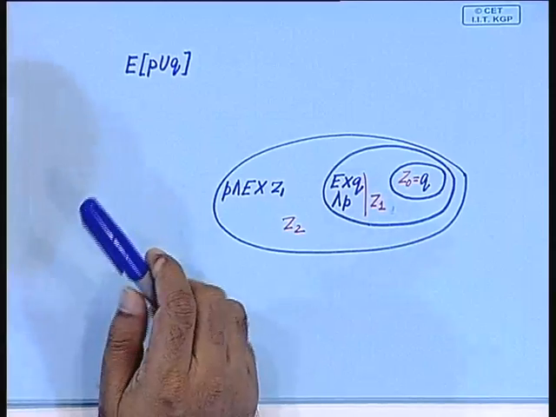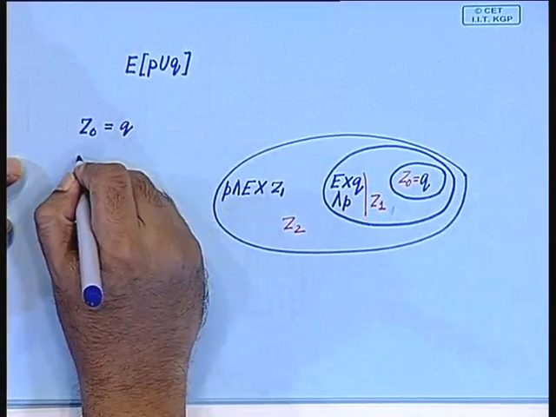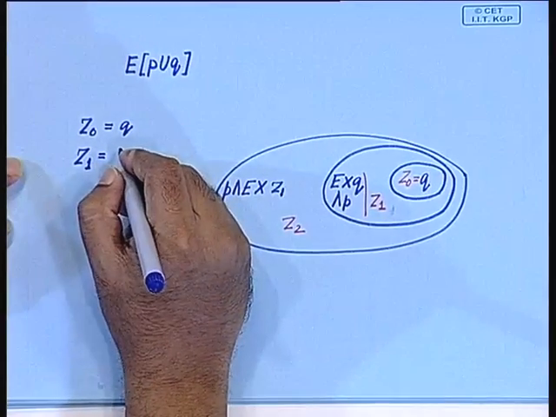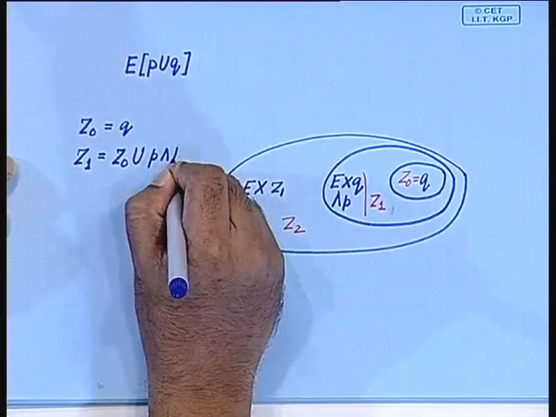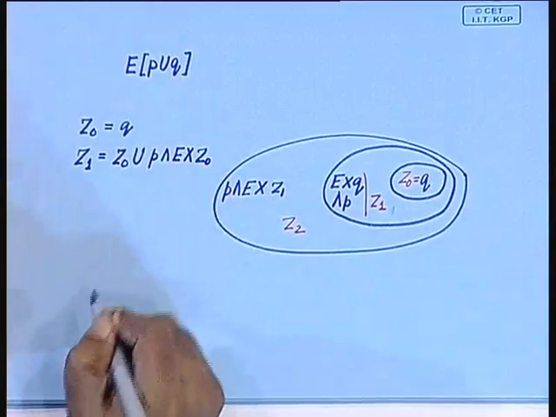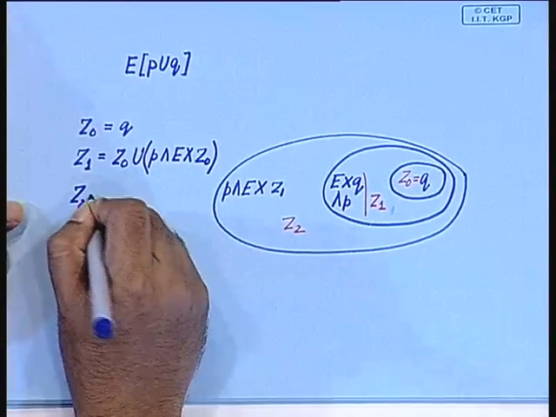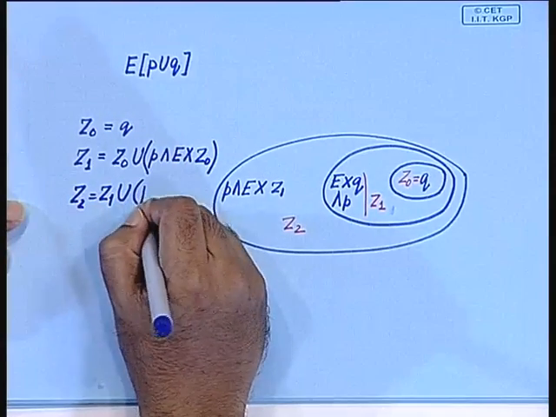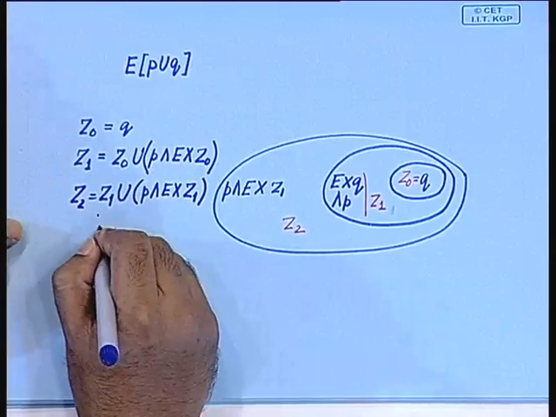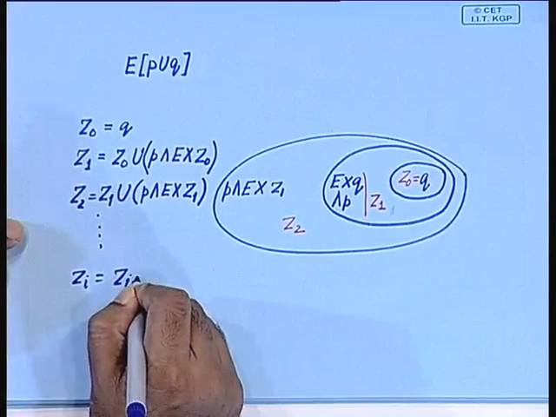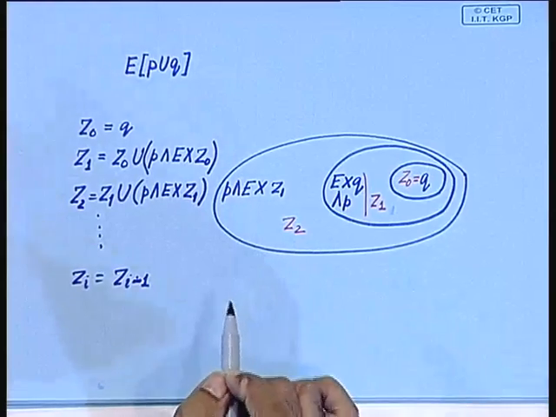So in each step what are we computing? Z0 is Q, Z1 is Z0 union all those states which satisfy P and EX Z0. It has to have a next state in Z0 and it has to satisfy P. Z2 is Z1 union P and EX Z1. So when we have this, then we have the set of states which satisfies E P until Q.